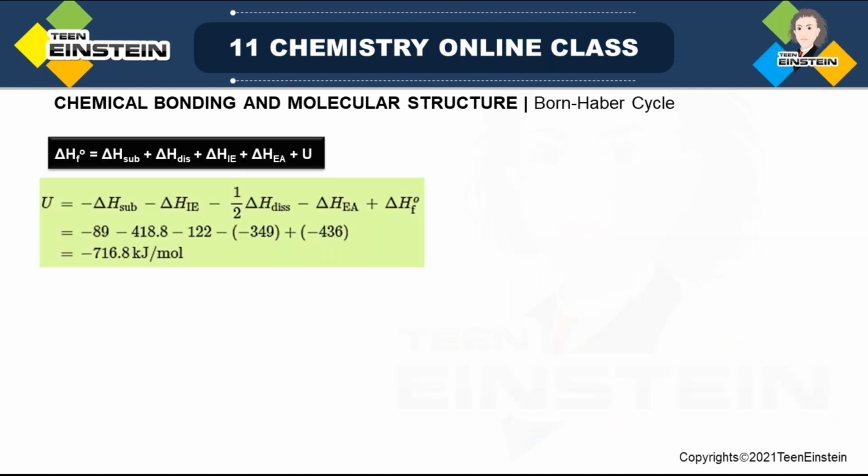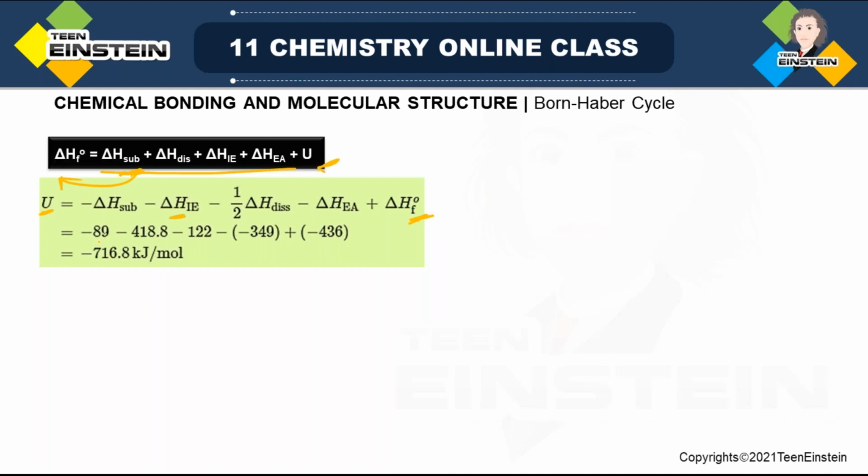Now we will solve one problem. So the same equation is written again, and now U is the only term present on the left hand side. That means now del H sub will be negative, everything will be negative, right? All these four terms you have taken towards the side of del H F naught. So this is positive, and the rest of the parts are negative. There is a negative sign because you have changed the side of the equation.